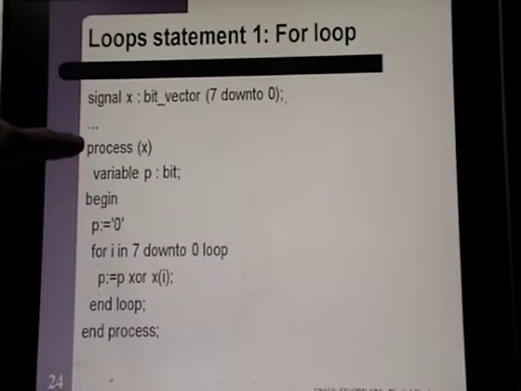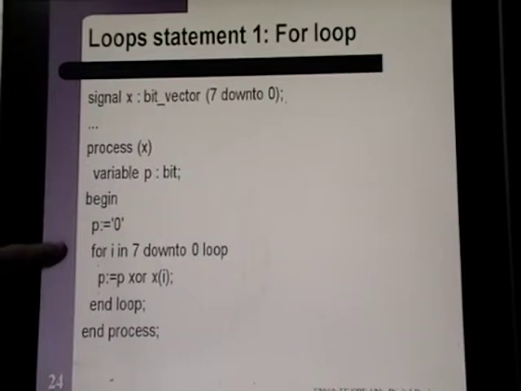Inside a process, between the process keyword and begin, you can declare a variable. A variable is like a flip-flop. It holds a value in between calls to this process. It also has the characteristic that as soon as it's set here, its value changes, unlike a signal, which we mentioned doesn't change until the next clock cycle.